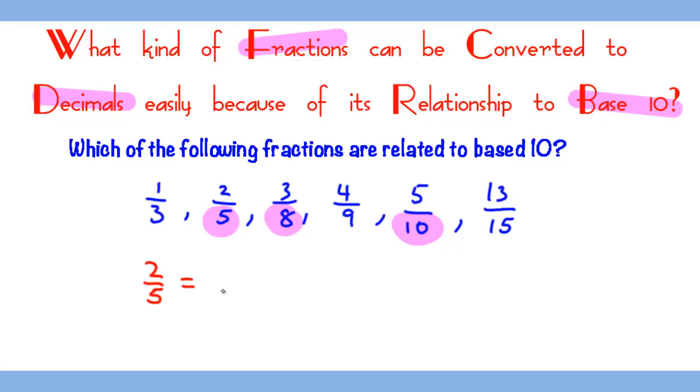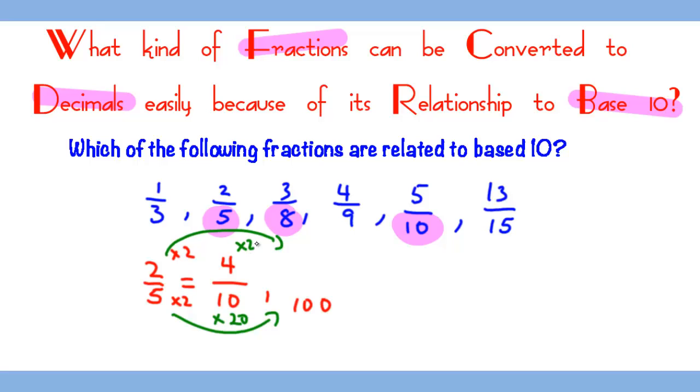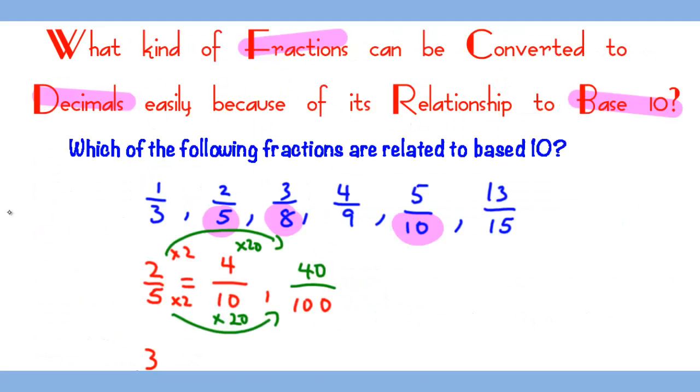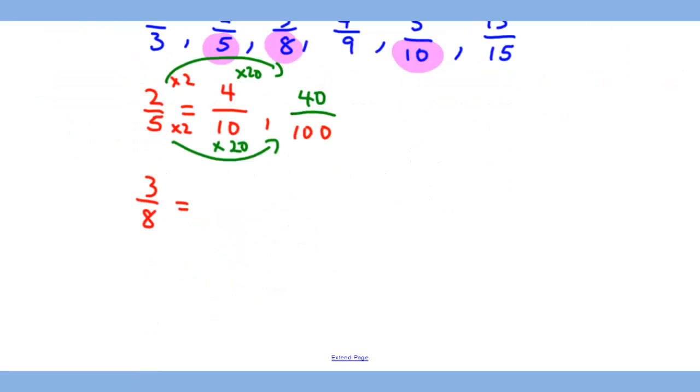For 2/5, you can convert it to 10ths or 100ths by either multiplying by 2, which gives me 4/10, or multiplying by 20. So you do the same thing right here. That gives you 40/100. For 3/8, 8 is related to 1000 right here. That means we can only convert this to 1000. So we will turn this into 1000 by multiplying the 8 by 125. Proportionally, we will multiply 3 by 125, and that brings 375.